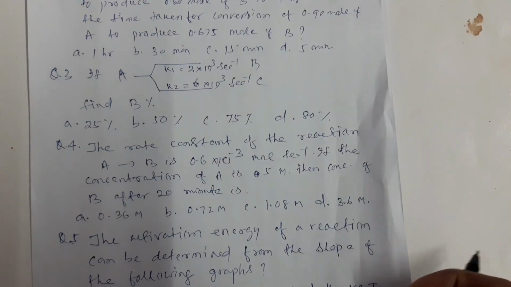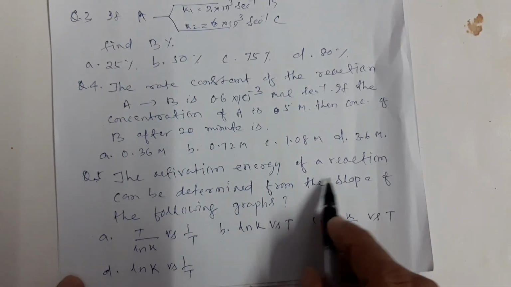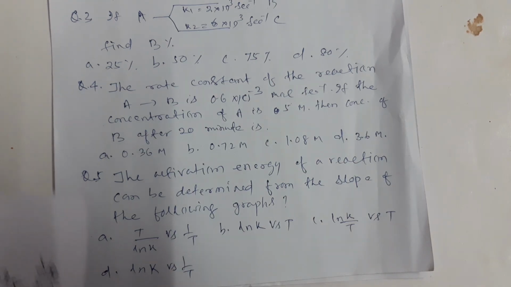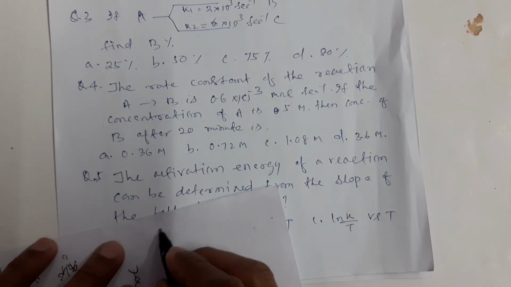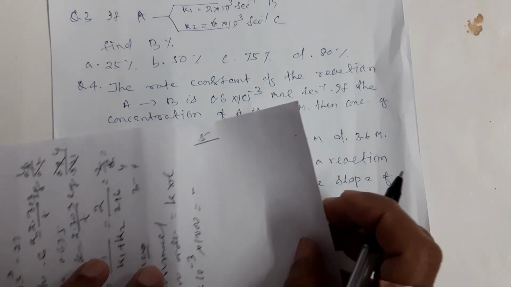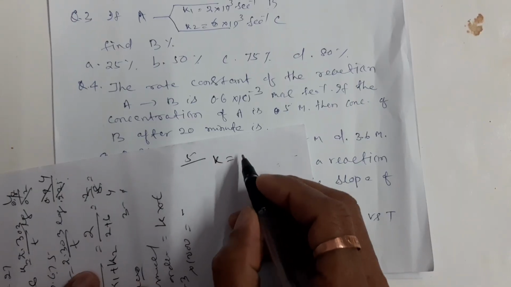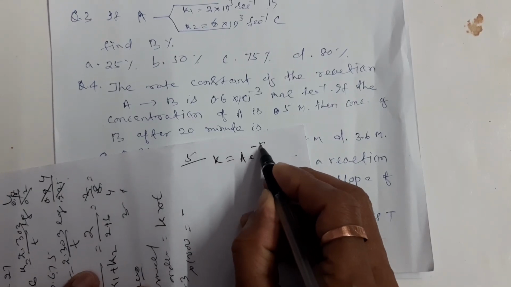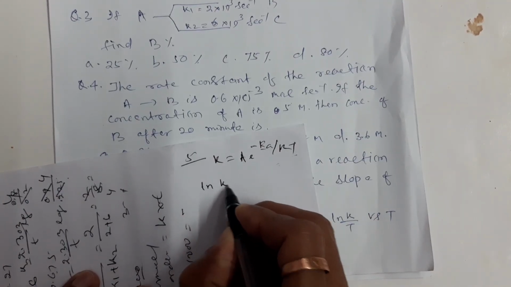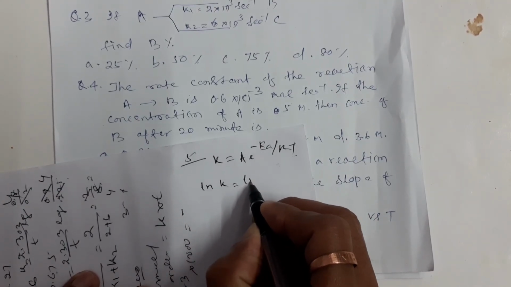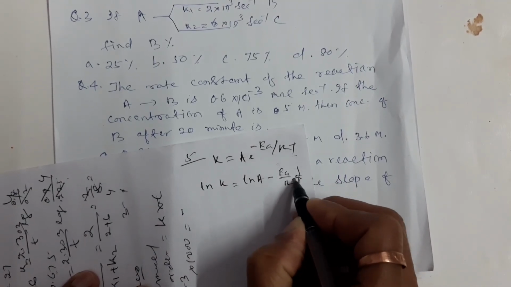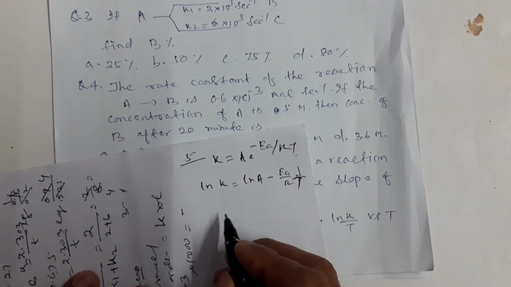Next, the activation energy, question number 5. The activation energy of a reaction can be determined from the slope of the following graph. So what is given? K is equal to A e to the power minus E by RT. Put ln on both sides. ln K is equal to ln A minus E by R times 1 by T. So this is the formula.